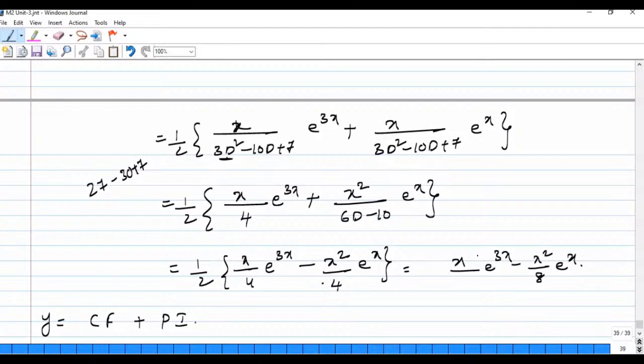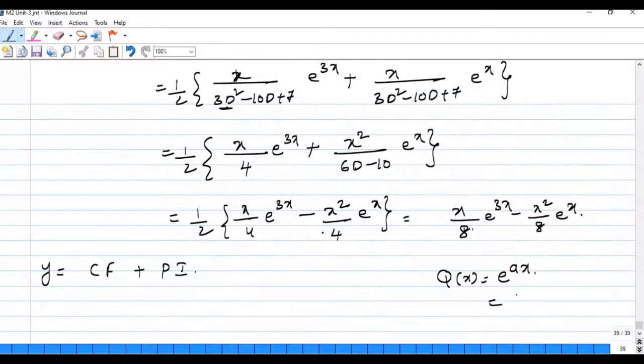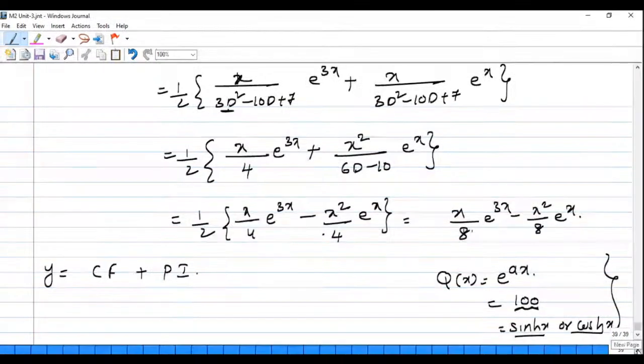So in case 1 we can solve if Q of x is either e power x or a constant, or sin hx or cos hx. All this comes under case 1. Sin hx and cos hx you can express in terms of e power x and e power minus x, and a constant you can write as e power 0x. So if the RHS is e power x, a constant, sin hx or cos hx, use this case only. Okay. Is case 1 clear? Shall I go to case 2?